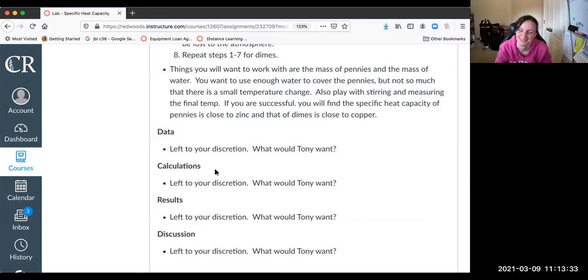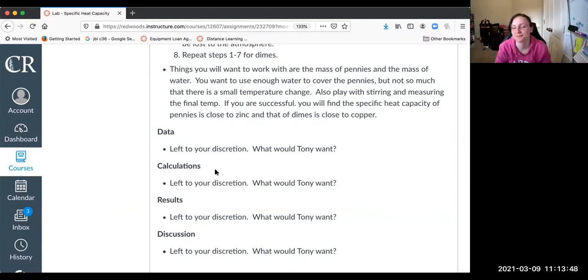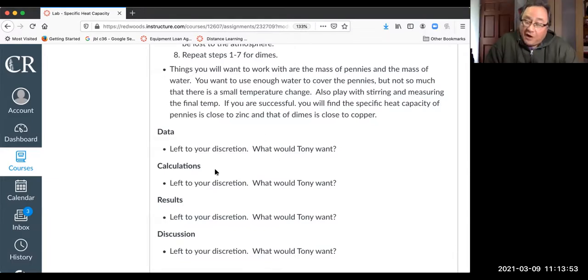Yeah. So you need to think about, what would Tony want to write down for data? Would Tony want you to write down the mass of water? Probably. Would Tony want you to write down the mass of the pennies? Probably. Okay. Would Tony want you to write down the initial temperature? Probably. You with me there?